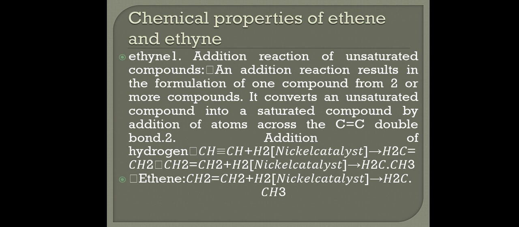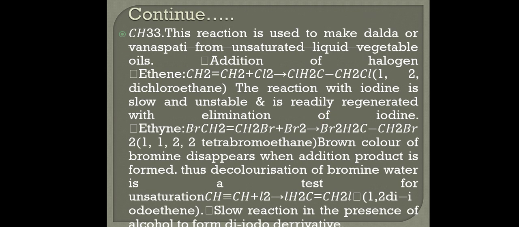Addition of hydrogen. So you can see CH triple bond CH plus H2 in the presence of nickel catalyst gives CH2 double bond CH2. And CH2 double bond CH2 plus H2 in presence of nickel catalyst gives CH3CH3. Ethene plus H2 gives CH3, that is not CH2, that is a mistake. This reaction is used to make dalda or vanaspati from unsaturated liquid vegetable oils.